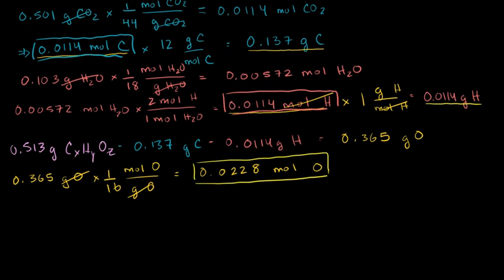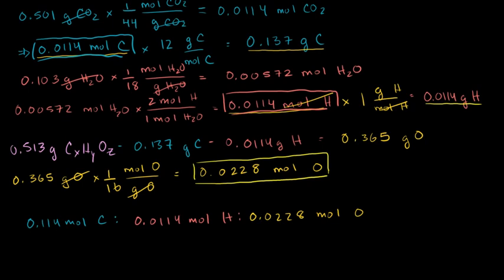So the ratio, and I'll write the ratio like this. We have, let me do it in the same colors, we have 0.0114 moles of carbon to, and then we have 0.0114 moles of hydrogen. These look nice. They're actually the same number, so we're going to have a 1-to-1 ratio. And then we have the oxygen, 0.0228 moles of oxygen. And this looks like exactly twice that.